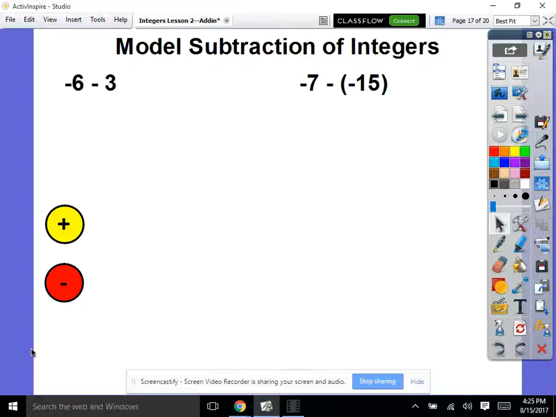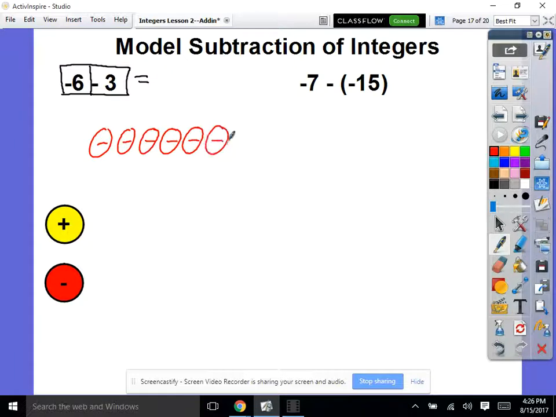So now we're going to model subtraction, and I'm just going to go ahead and draw these. And I always like boxing in my terms. So once I box these in, this is really an addition problem. I'm adding -6, and then I'm adding a -3. So -6, 1, 2, 3, 4, 5, 6. And then I'm going to add -3 for a total of -9.